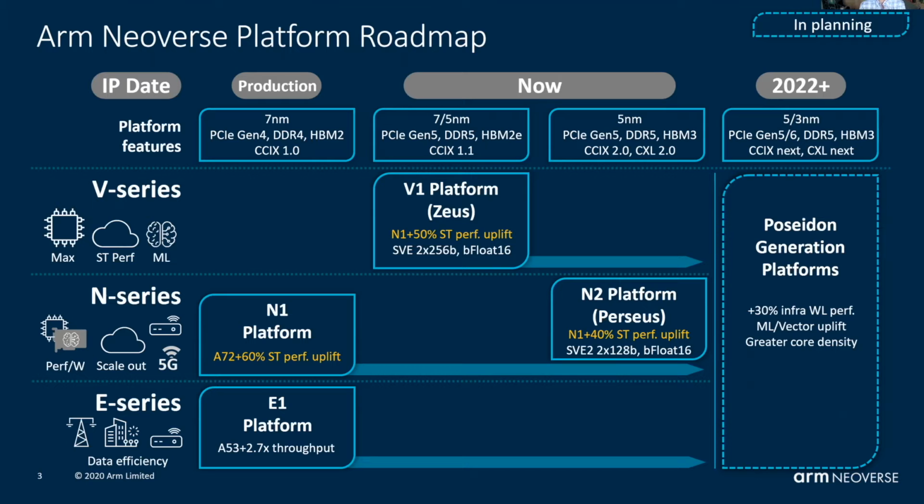The V1 is the first V-series core from ARM, and this is a core designed with performance first. So it's intended to have a 50% single-threaded performance uplift over the N1 core, and to get there, ARM implemented SVE in a 2x256-bit configuration, and also added support for things like bfloat16, which is pretty nice.